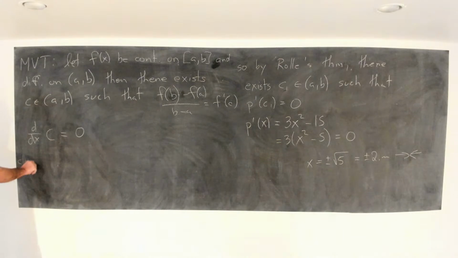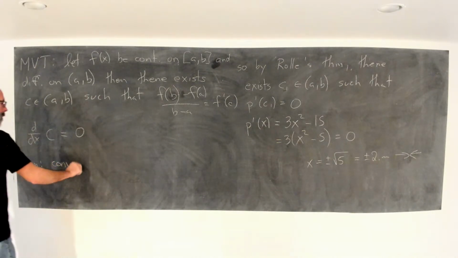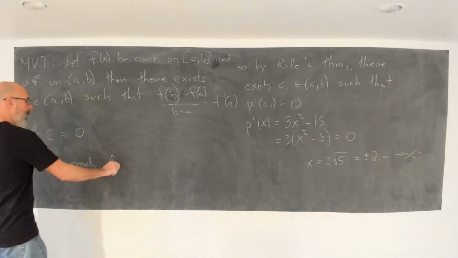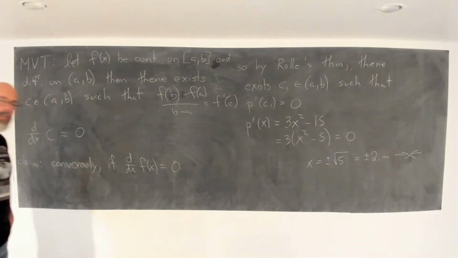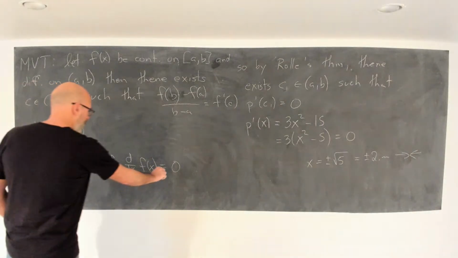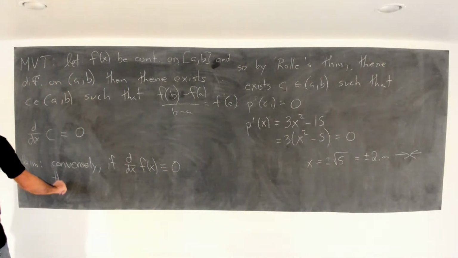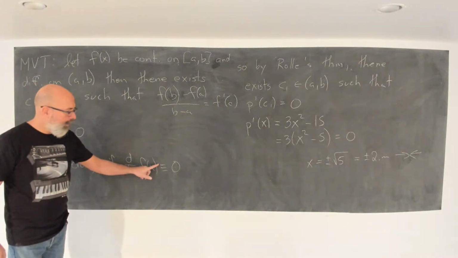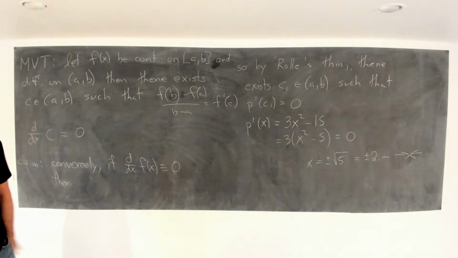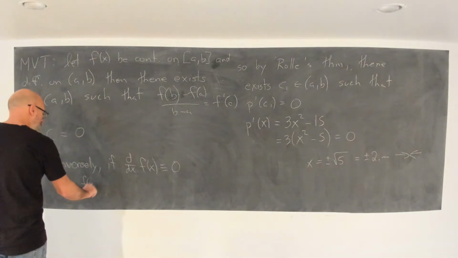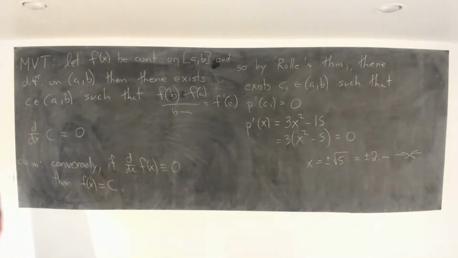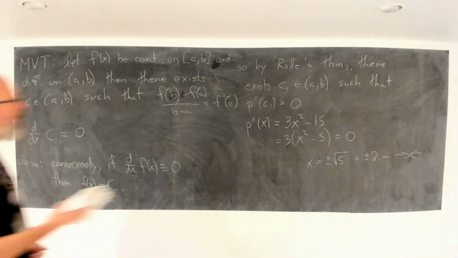So claim, conversely, if the derivative of a function is always 0, right, so the 3 equal signs mean identically 0. It's always 0. It's 0 for all values of x. If the derivative is always 0, then f of x is constant. Let's prove it.